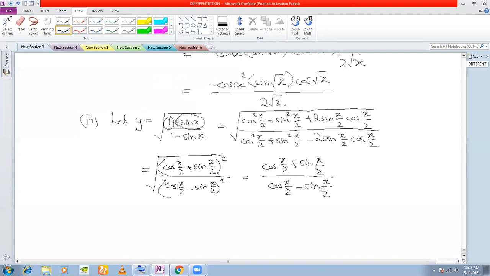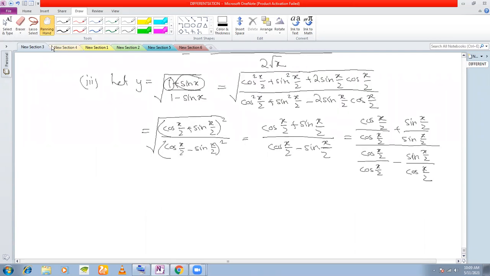So what you do is a little bit of additional steps. You convert numerator and denominator to tan. So you divide numerator and denominator by cos x by 2. So cos x by 2 by cos x by 2 plus sine x by 2 by cos x by 2, divided by cos x by 2 by cos x by 2 minus sine x by 2 by cos x by 2. Sorry, I wrote wrongly. This should be cos.